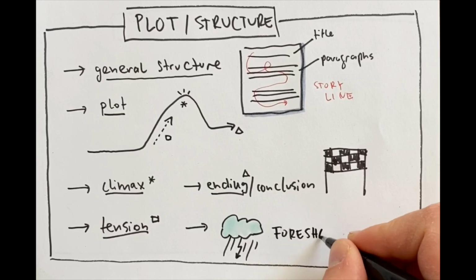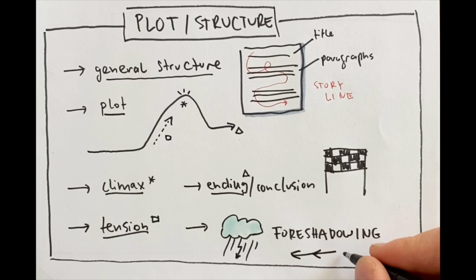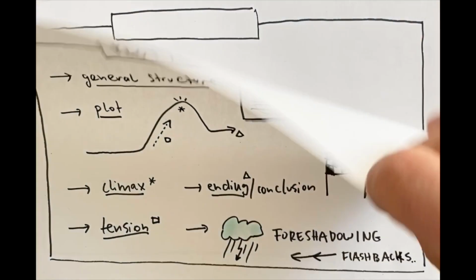Also, there is something like maybe a certain symbol or idea that is foreshadowing a certain event, or the other way around, there is possibly a flashback to events that happened before.